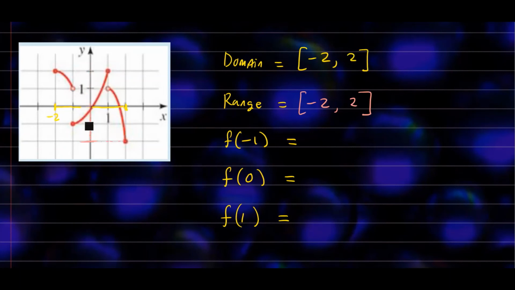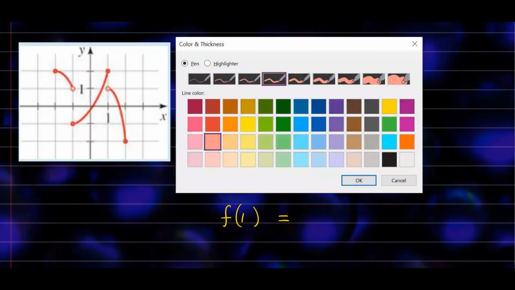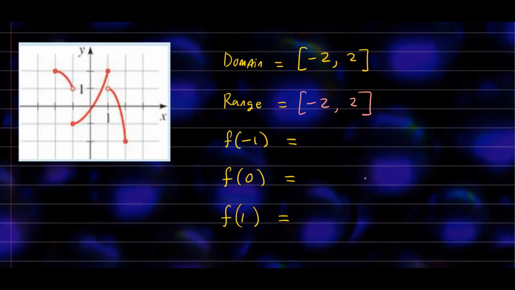Okay, so now let's find these function values. For the first one, we're looking for f of -1. Well, -1 is here. So of course, there are 2 places you might wonder that this function is defined. But one of them is an open circle. So because this is an open circle, the function is not defined at that point. So the function is defined at this point. So f of -1 gives us the function value -1. That's how it is evaluated.